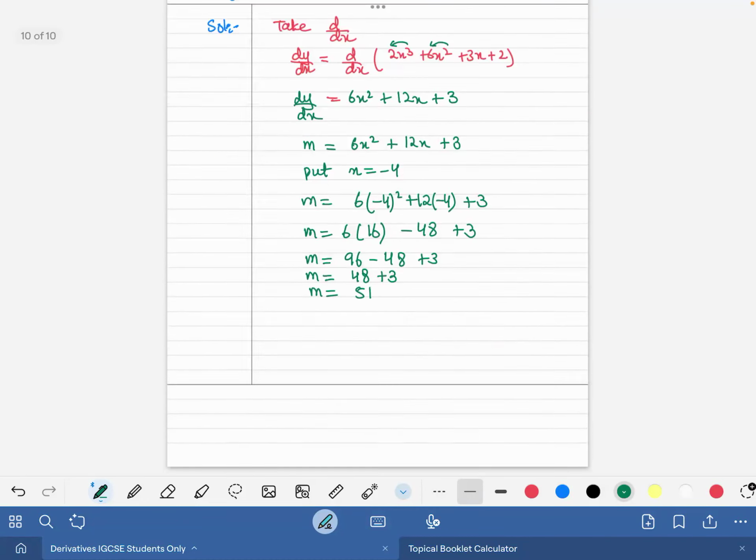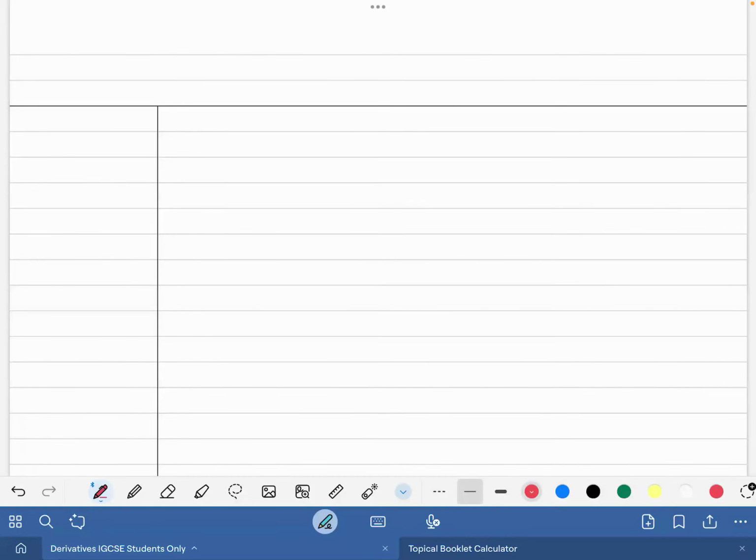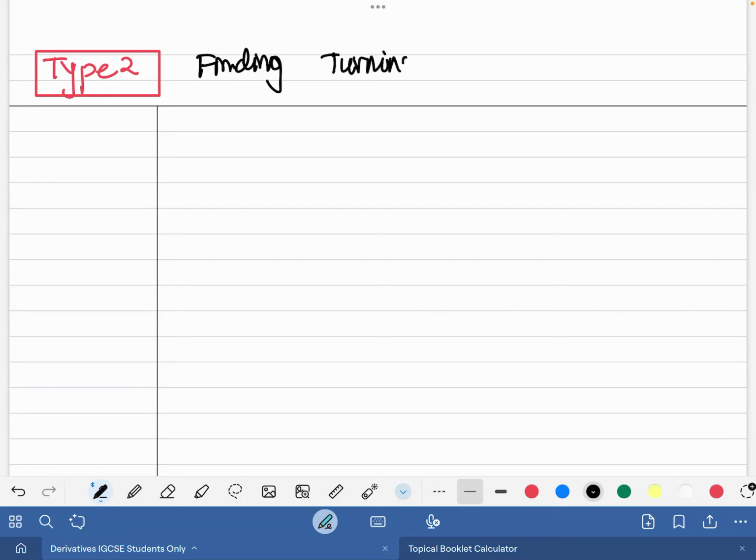Now what is type 2? Type 2 question is finding turning points, or stationary points. Now, what are turning points and stationary points? It is obvious from the name.